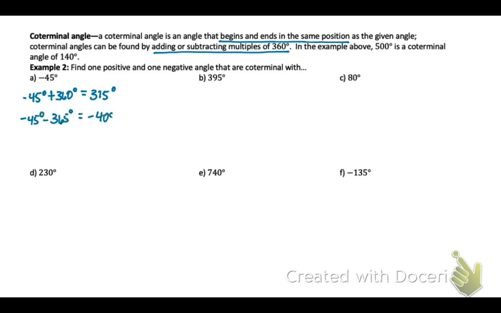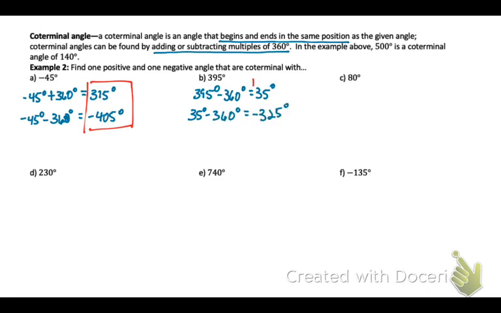And now let's subtract 360 degrees. Oh, sorry, that should be 360. And so that would be negative 405 degrees. For 395, we're going to subtract 360. And notice we're still at a positive angle. So to get to a negative coterminal angle, we're going to need to continue to subtract. So negative 325 degrees will begin and end in the same place as positive 395 degrees.